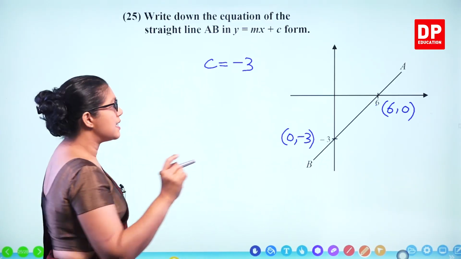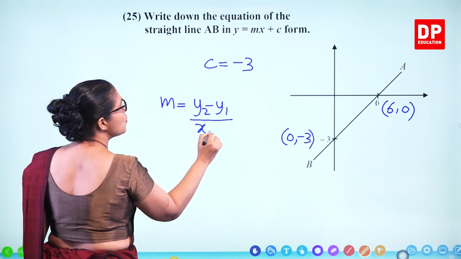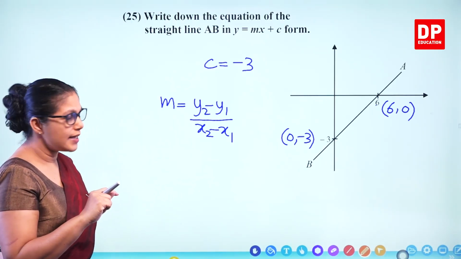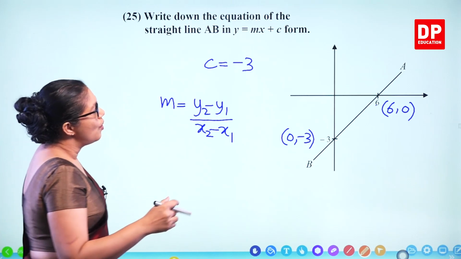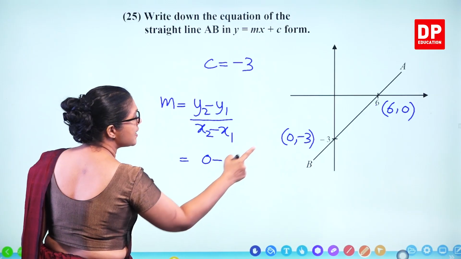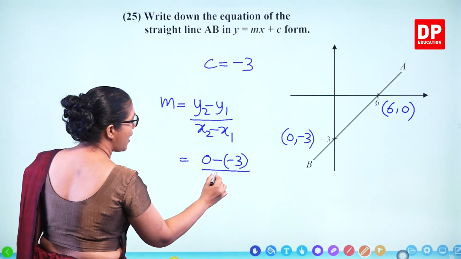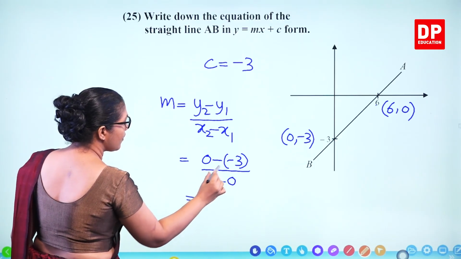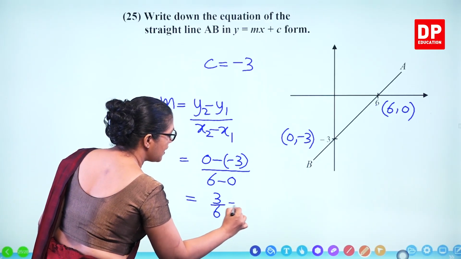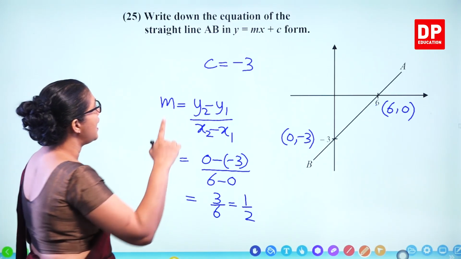How do you find the gradient? Gradient is the difference between y coordinates over the difference between x coordinates. You can take it the other way around as well, y1 minus y2 over x1 minus x2. So we'll take that point first. 0 minus minus 3 divided by 6 minus 0. So minus minus is plus, 3 over 6 is half. So half is the gradient and c is minus 3.